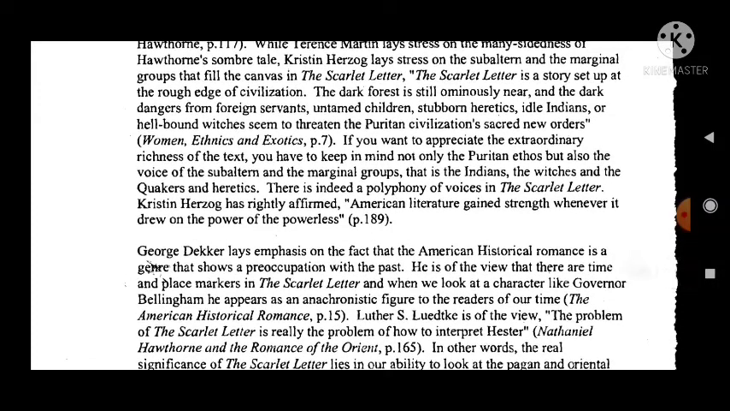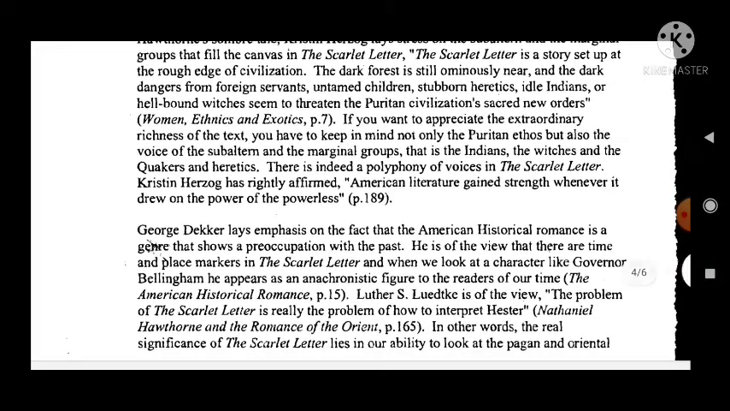The dark forest is still ominously near, and the dark dangers from foreign servants, untamed children, stubborn heretics, ideal Indians, or hell-bound witches seem to threaten the Puritan civilization's sacred new orders, that is women, ethnics and exotics.